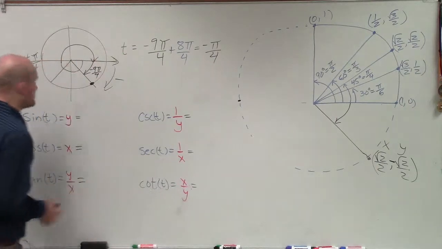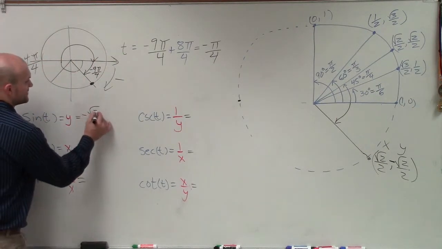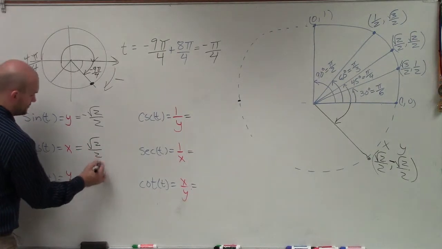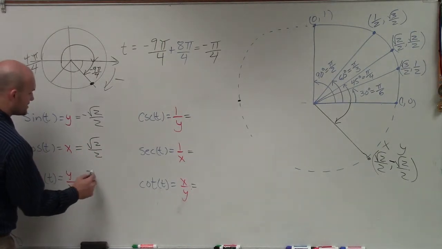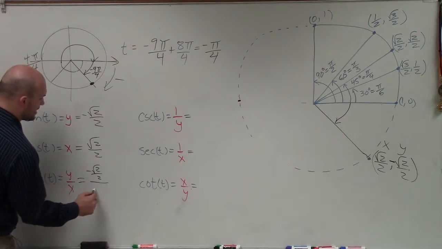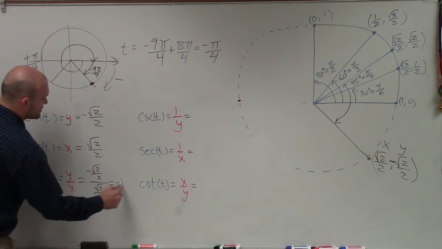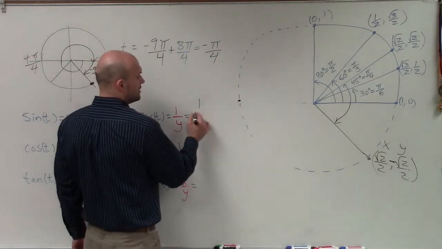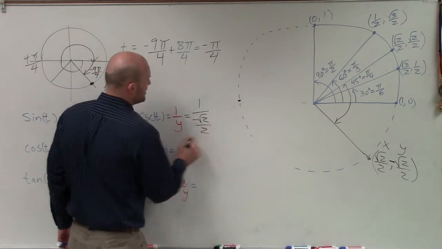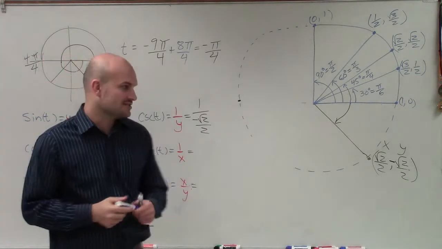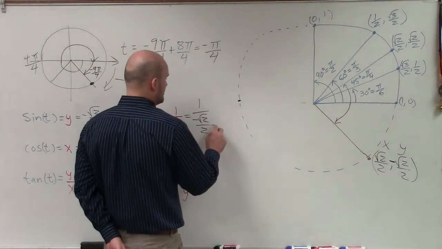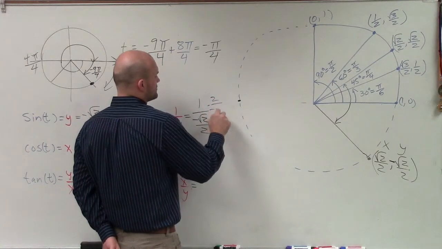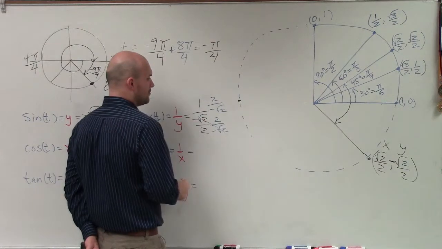So sine represents the y coordinate, which is negative square root of 2 over 2. Cosine represents the x coordinate, which is square root of 2 over 2. Tangent represents y over x. That's negative square root of 2 over 2 divided by square root of 2 over 2, which equals negative 1. The cosecant of t is going to be 1 over negative square root of 2 over 2. We don't want to deal with fractions on the bottom, so I'm going to multiply by the reciprocal. That's 2 over negative square root of 2.